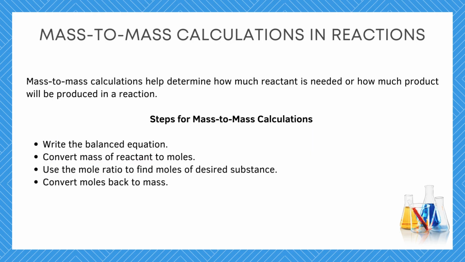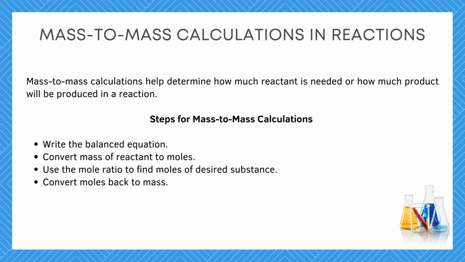All right, now, the next thing we want to look at is mass to mass calculations in reactions. Mass to mass calculations help us determine how much of a reactant is needed or how much of a product will be produced in a reaction. Now there are some steps for mass to mass calculations. In this case, we're going to be using chemical equations that have been balanced.